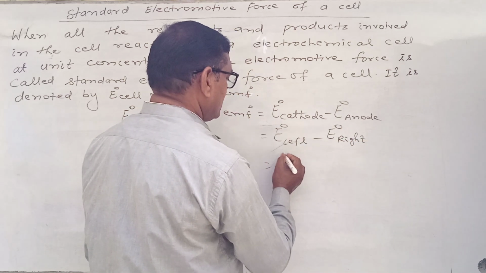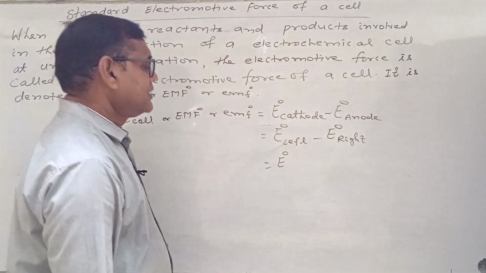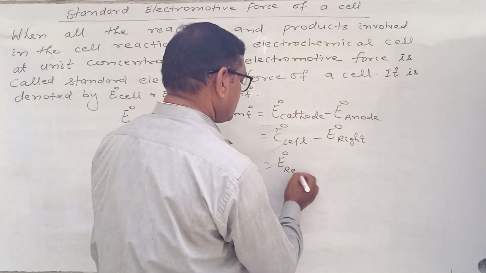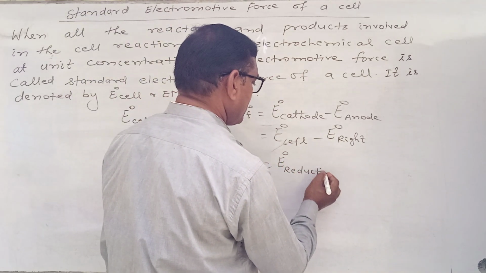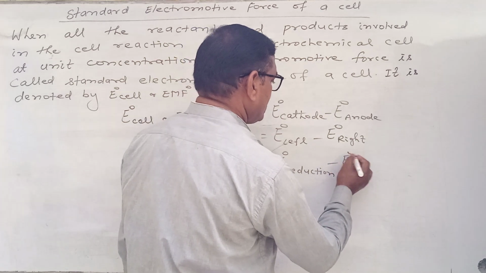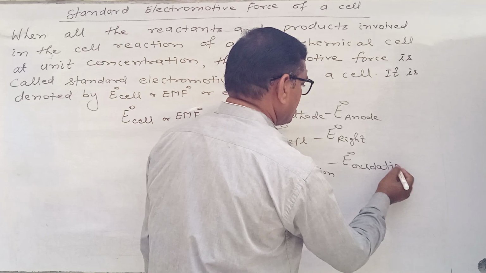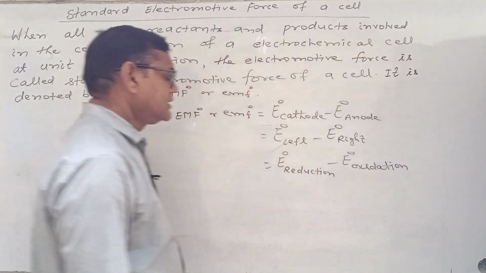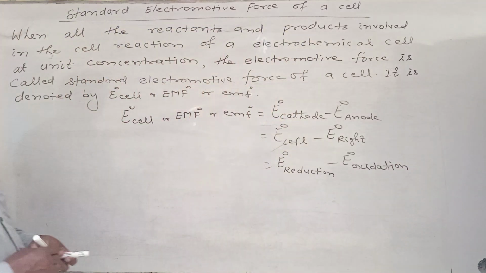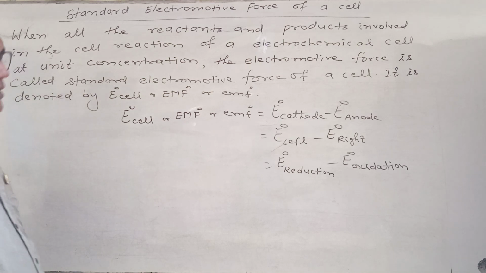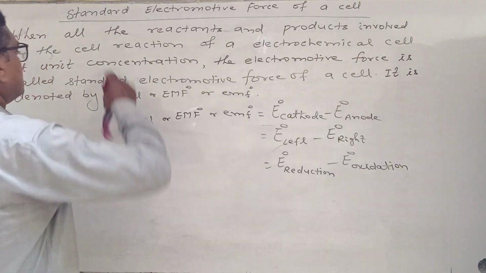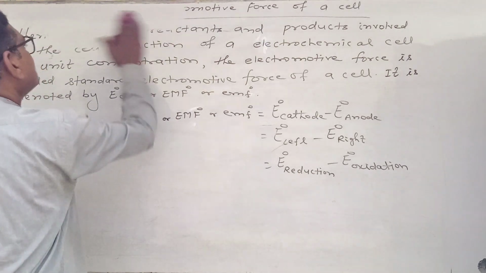Now we write the next formula: E naught reduction minus E naught oxidation. It is a definition and formula of the standard electromotive force of a cell. Now we write the second topic.